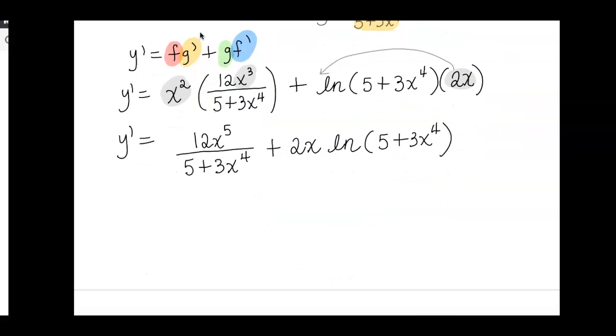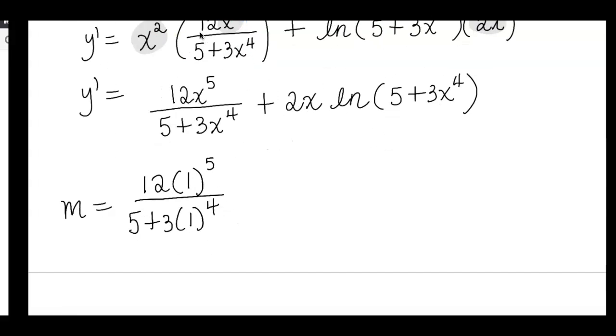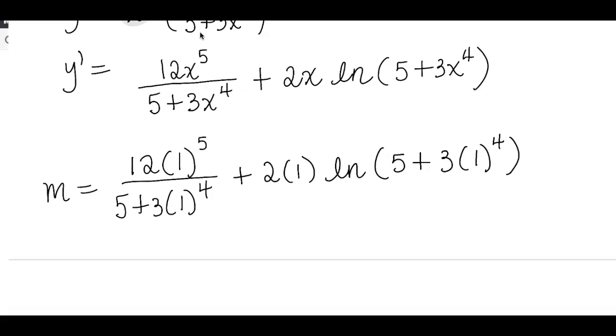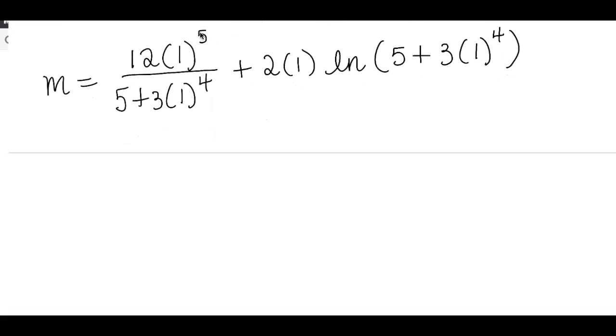All right, let's plug in 1 in here. So slope is 12 times 1 to the fifth power over 5 plus 3 times 1 to the fourth power, plus 2 times 1 times natural log of 5 plus 3 times 1 to the fourth power. And we just need to simplify this. And this isn't going to be all that pretty, but we can still simplify it as far as we can.